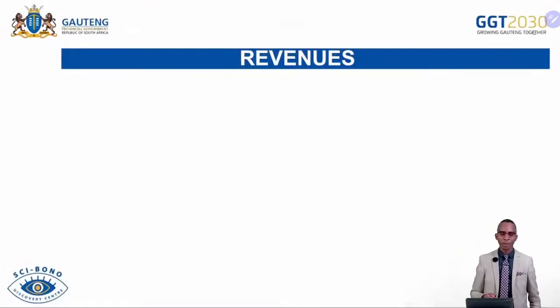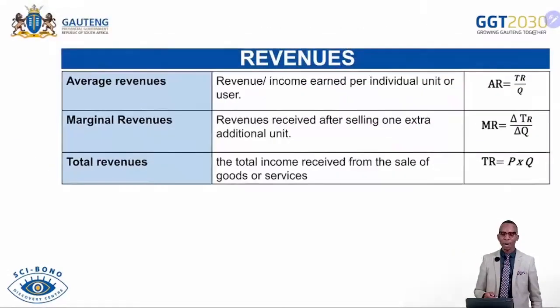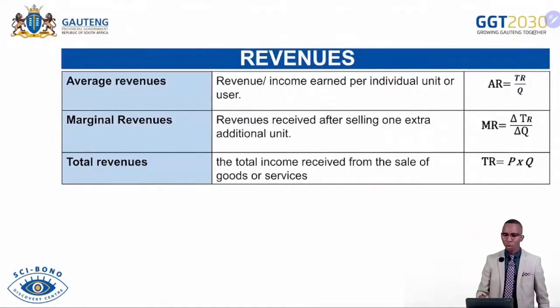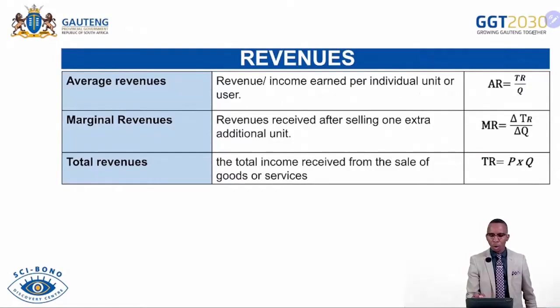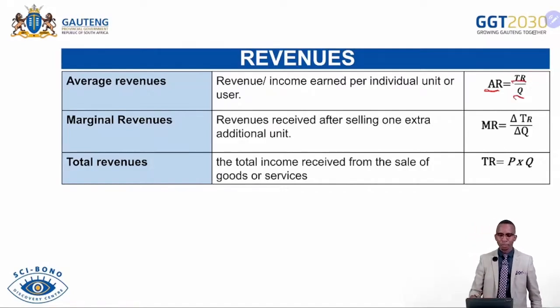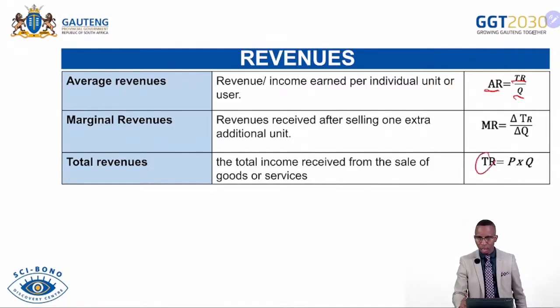And then we have revenues, which is the income for the business. Remember, costs are the expenses for the business. So revenue is the income earned by the business after sale. Average revenue refers to revenue or income earned per individual unit or user. So in this case, we say AR equals TR over Q. And then marginal revenue is the revenue received after selling one extra additional unit, which means MR equals change in TR over change in Q. And then total revenue is the total income received from the sale of goods and services. Then we say TR equals price times quantity.